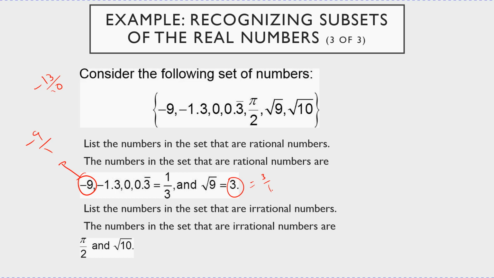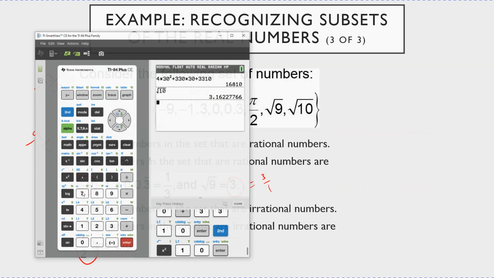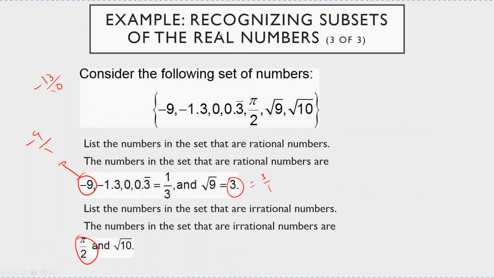Going on, the only irrational numbers that are left are pi/2 and the square root of 10. When you look back at the calculator here, there is no discernible pattern to this. These decimals will just keep going on forever. So the square root of 10 is an irrational number.